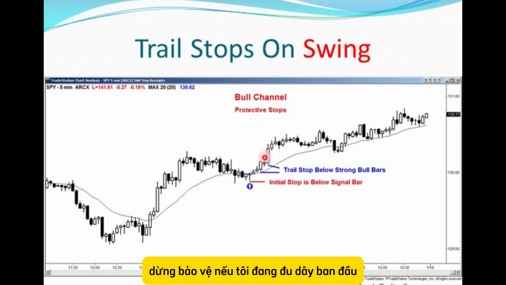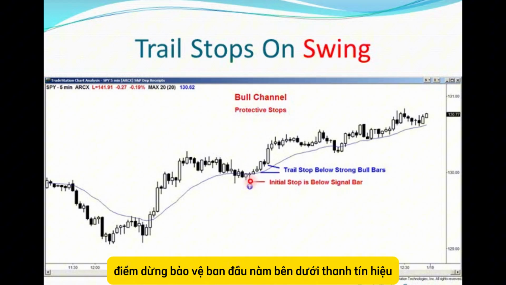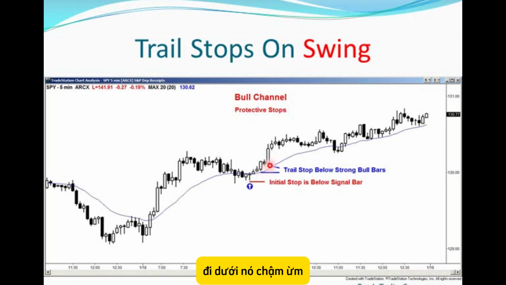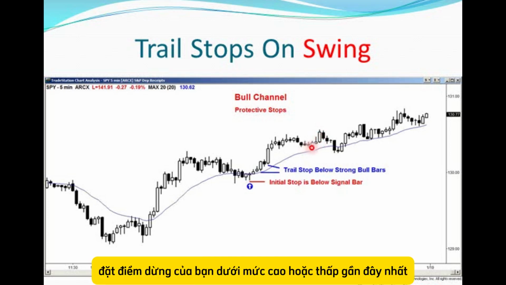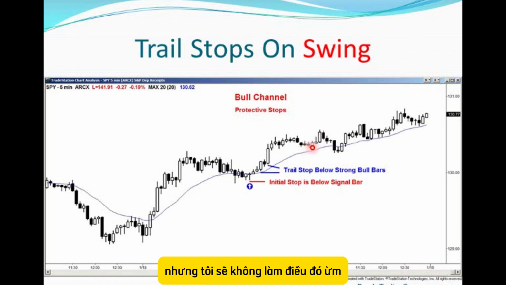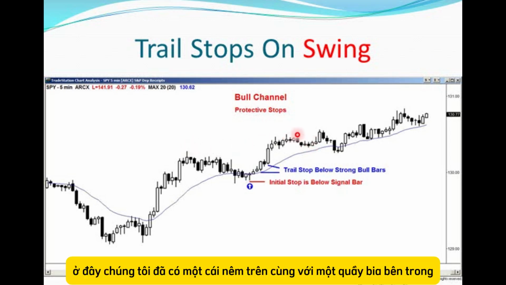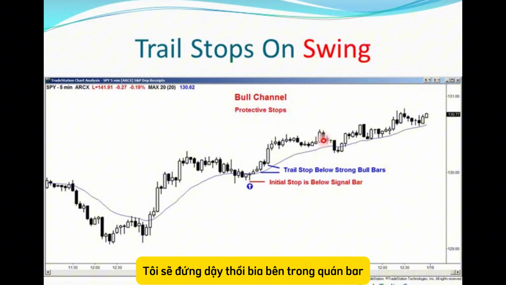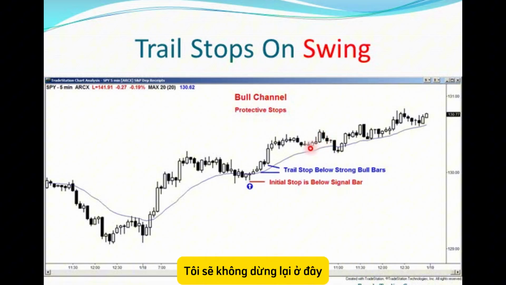Protective stops, if I were swinging, let's say you bought here, and the initial protective stop is below the signal bar. Every time you get a strong bull breakout bar, you could tighten your stop to 1 tick below its low. This is tricky. You could say, well, higher high, put your stop below the most recent higher low, but I would not do that. Here we had a wedge top with a bear inside bar. I would get out below that bear inside bar. I would not keep my stop down here.